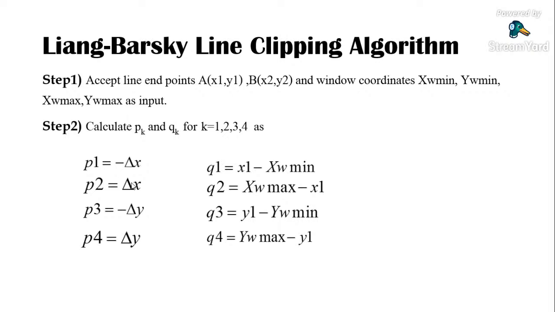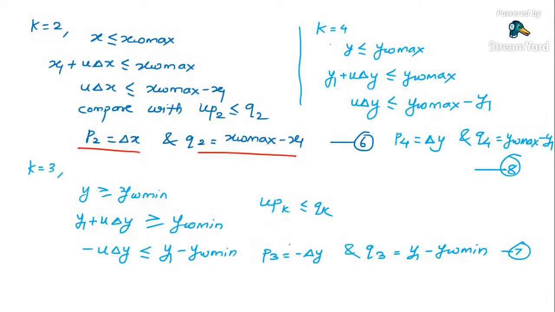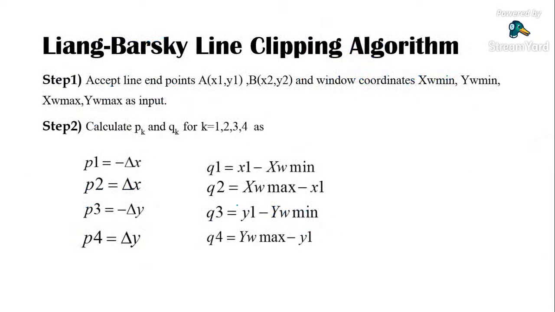Now after taking input, find out P of k and Q of k for k equal to 1, 2, 3, 4. How is it to be calculated? It is calculated based on the formulas we have derived. P1 is equal to minus delta x, P2 is delta x, P3 is minus delta y, P4 is delta y. Q1 is x1 minus xw minimum, Q2 is xw max minus x1, Q3 is y1 minus yw minimum, Q4 is yw max minus y1. So that is derived by us.